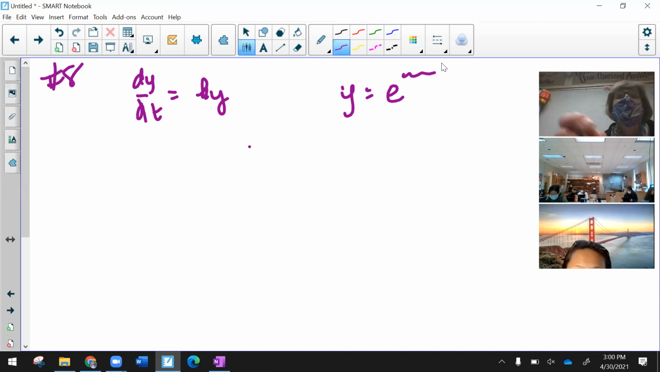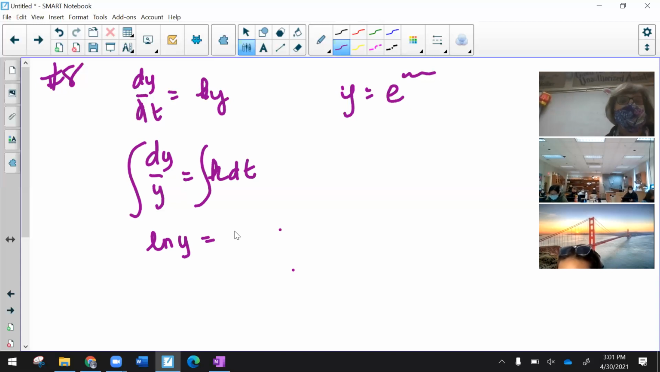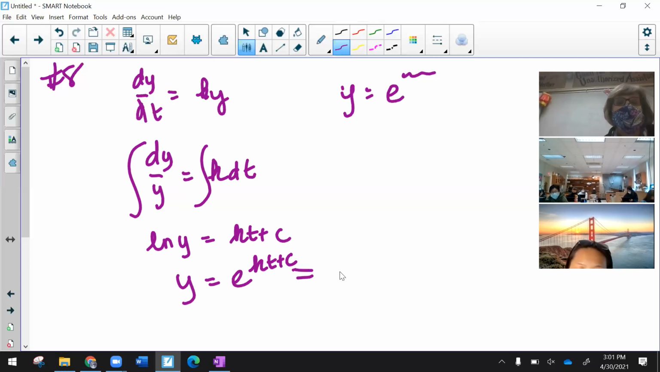If that doesn't make sense to you, this is a pretty easy one to brute force. I put my y with my dy's, and my t's or other things with my dt. Honestly, you should be able to integrate this in your sleep. Natural log y is going to be kt plus c. Raise both sides to the e. y equals e to the kt plus c. We know that's e to the kt times e to the c, or c e to the kt.